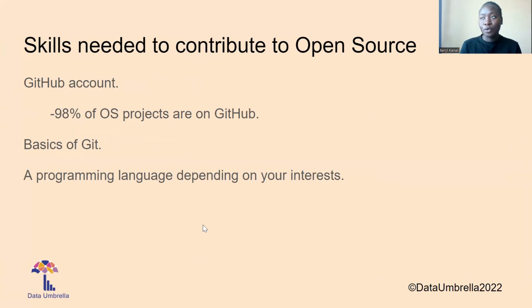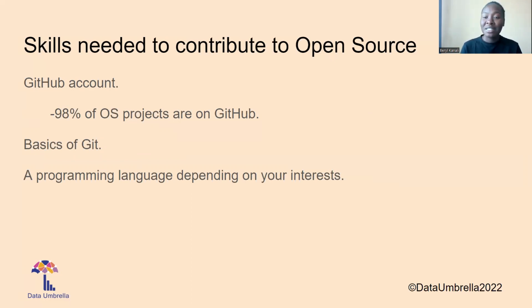Now to skills: what do I need to be able to contribute to open source? So one, you need a GitHub account. This is because 98% of open source projects are hosted on GitHub. And it would really help if you have a GitHub account just to be able to view them, see them, fork them, work on them, make contributions, raise issues, and talk to the different maintainers. So having a GitHub account is one step closer to contributing to open source.